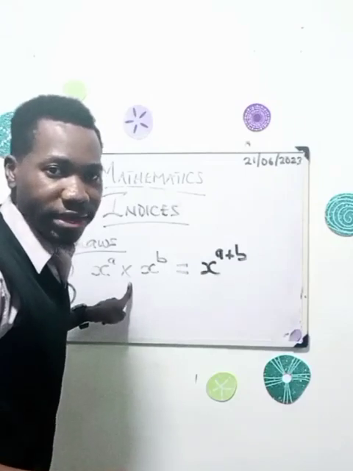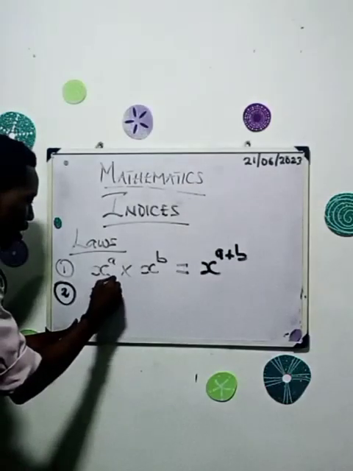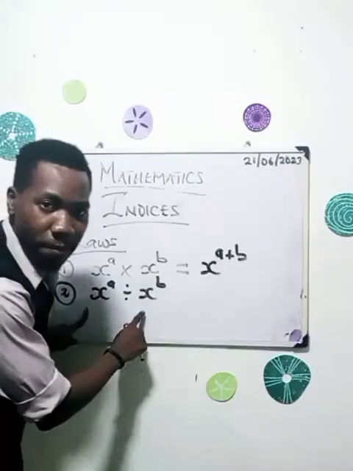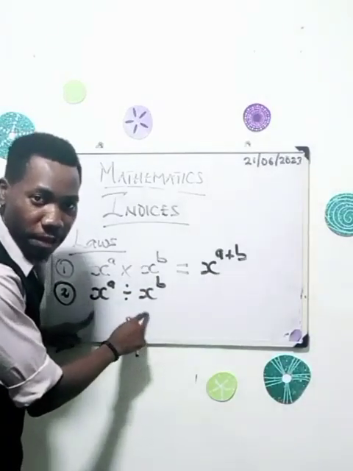Now this is multiplication. So what if you are having division? You're having x raised to power a divided by x raised to power b. The same base, you can see.